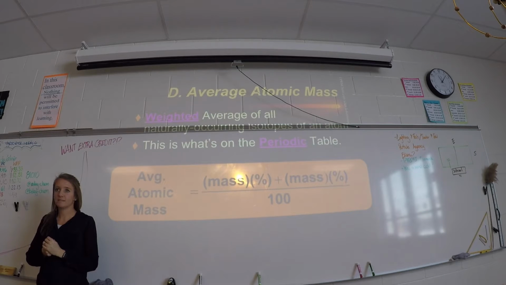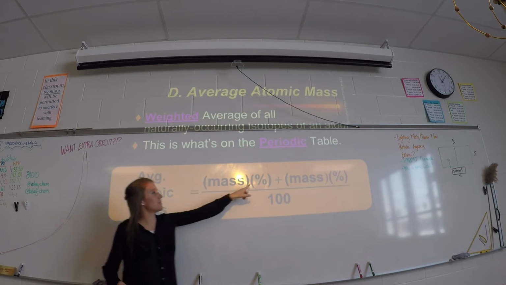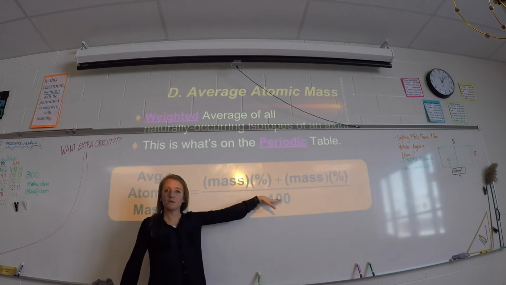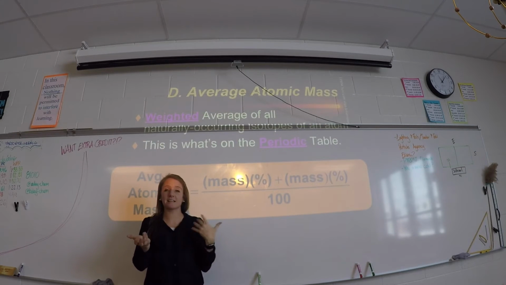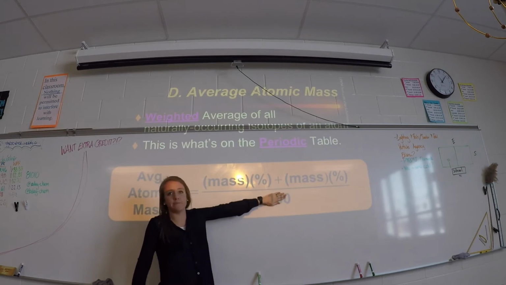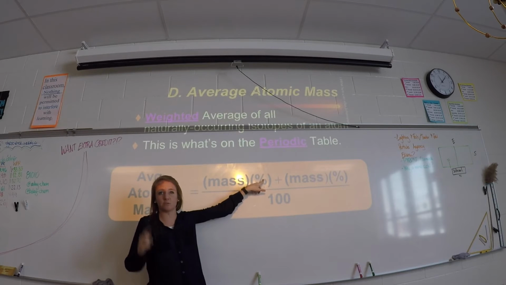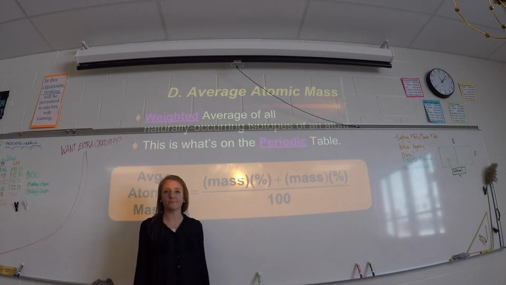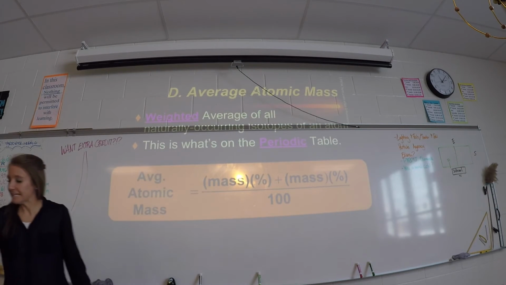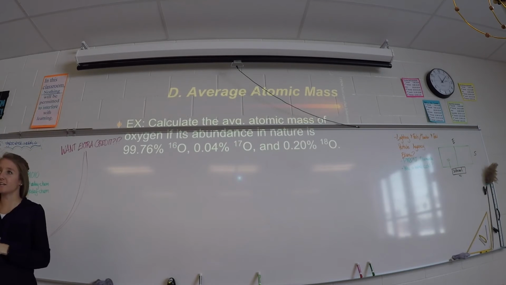Why is it always 100? Because we're basically changing the percents to a decimal. So you can also use a second equation instead, where if you change them to a decimal to begin with, then you don't have to divide by 100. But that's fine. Okay, so let's try a problem together, similar to the ones you'll see on your assignment.